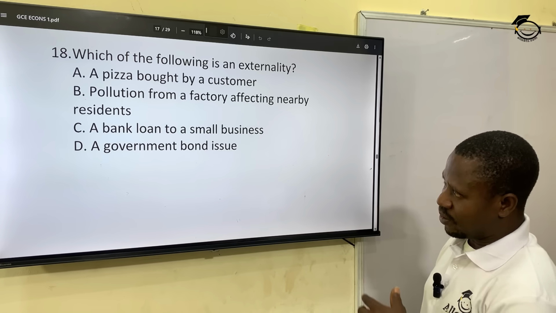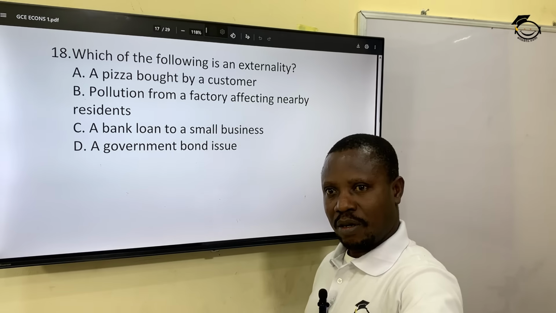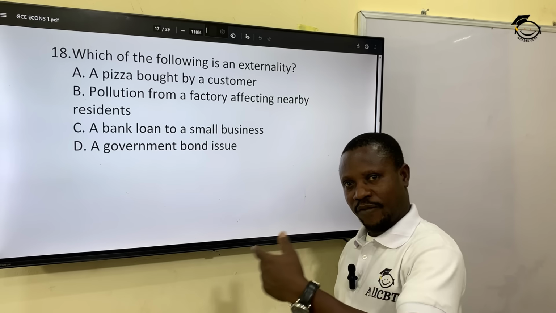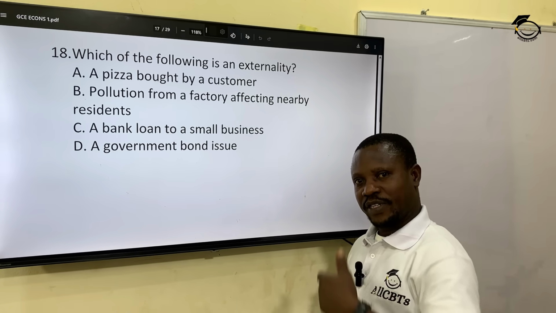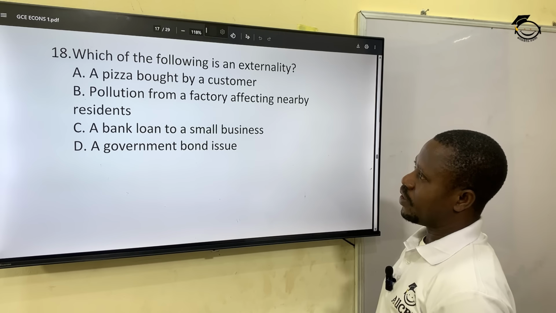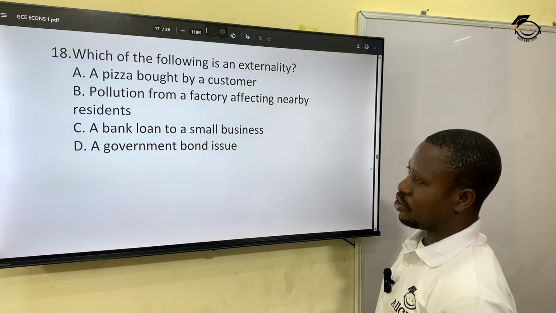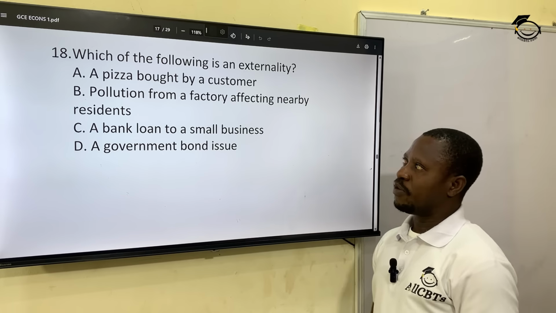Externality means not actually part of the economy, either of the company or of an organization. It's from force outside the company, force outside the organization. A pizza bought by a customer, pollution from a factory affecting nearby residents, a bank loan to a small business, a government bond issue. I think the answer here is pollution from a factory.